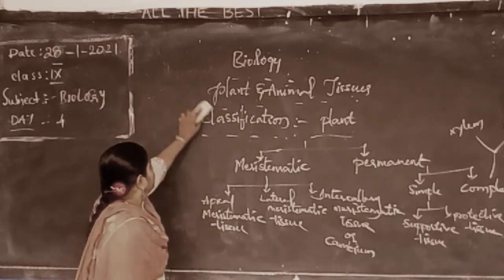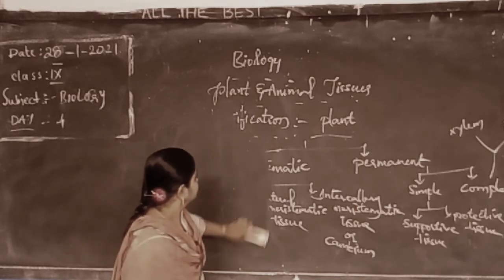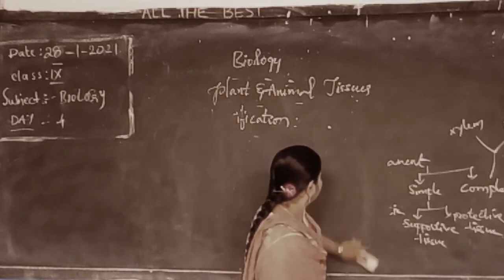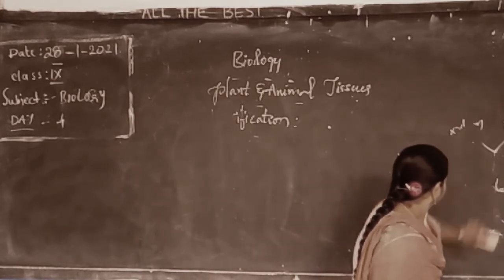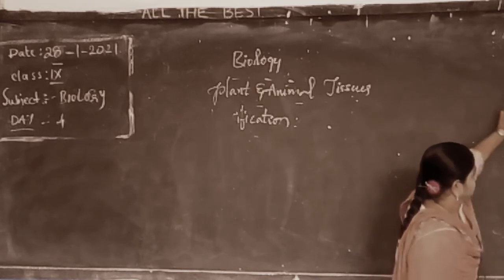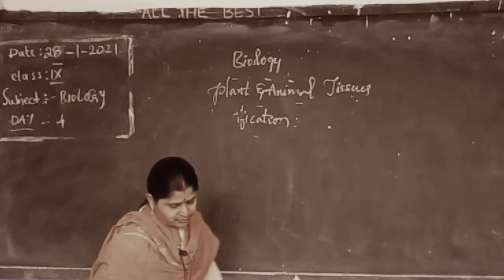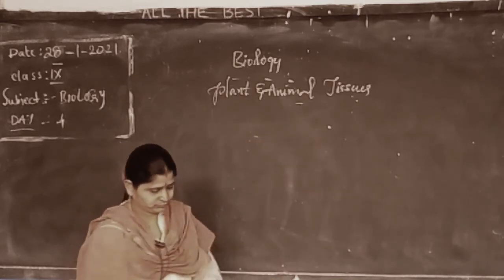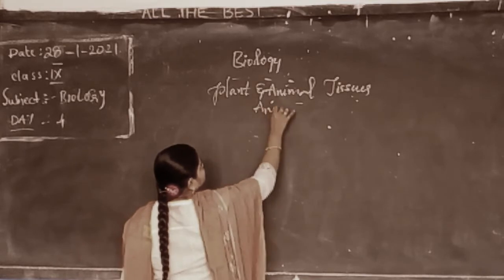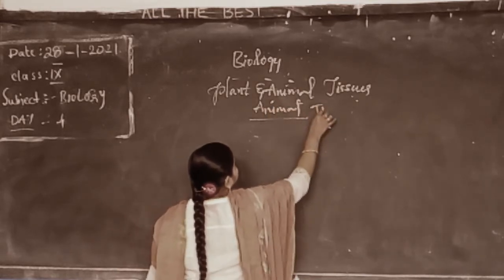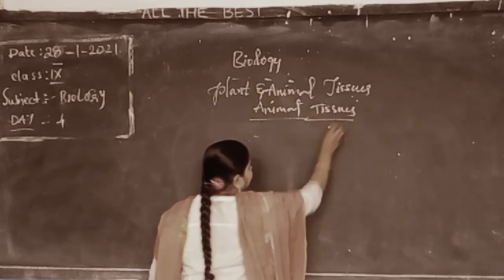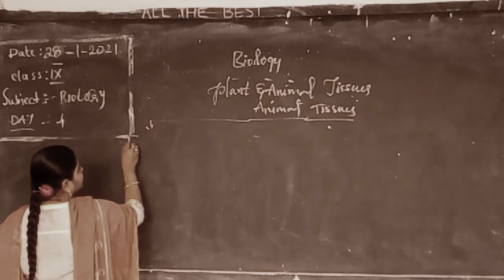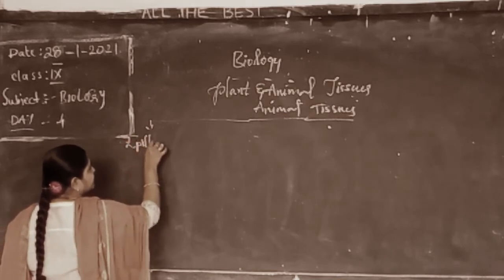Then next one, that is animal tissue. Classification of animal tissue. Now this animal tissue is broadly divided into how many categories? You see, four categories: epithelial tissue.